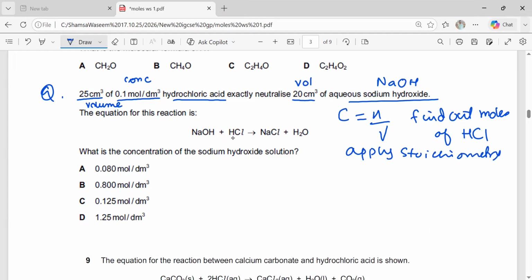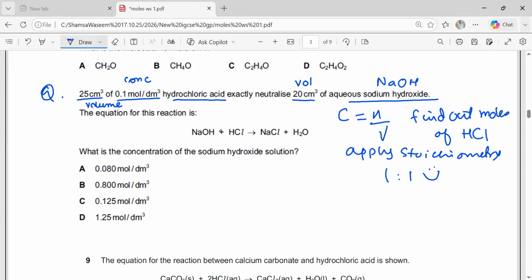So the stoichiometry of hydrochloric acid and sodium hydroxide is, what is the stoichiometry, girls? How many moles of sodium hydroxide react with how many moles of hydrochloric acid? 1. Very nice. So the ratio or stoichiometry is 1:1. Great. So whatever the moles of hydrochloric acid, the same will be the moles of sodium hydroxide.